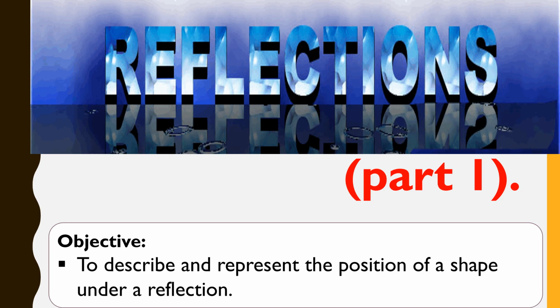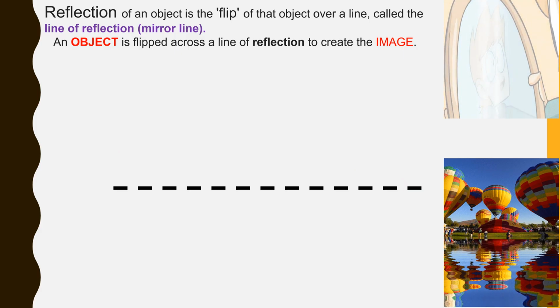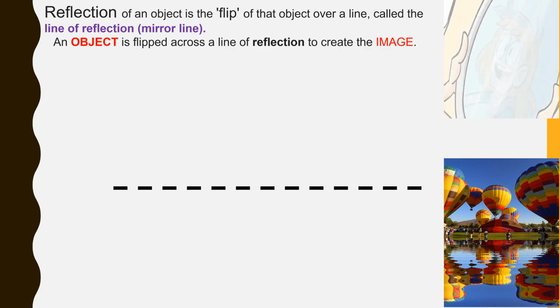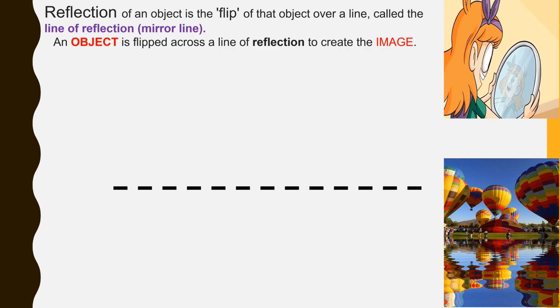Today's lesson is about reflections. An objective is to describe and represent the position of a shape under reflection. First, we're going to look at the meaning of reflection.